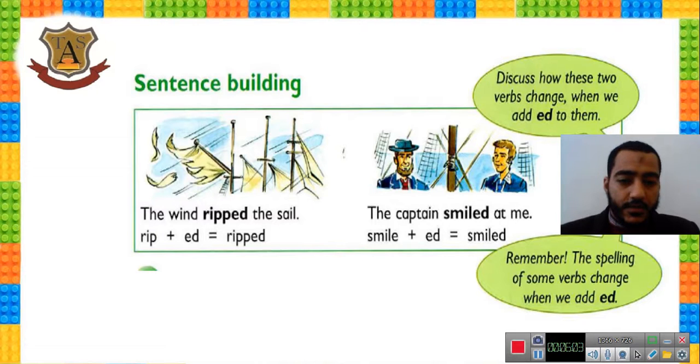Then the second picture. The captain smiled at me. Notice here, smile plus ed. It must be smile double e d, but we didn't double the e letter. We just add d, not ed. Smiled. And I will tell you why. Okay, let's see the next.